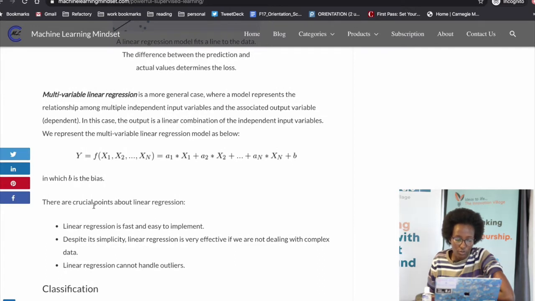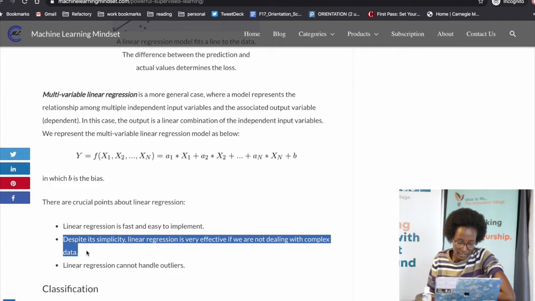So there are crucial points about linear regression. Linear regression is fast and easy to implement. Like we said, it is very basic. You have input independent variables, which are the input features, and then you just do a linear combination of them, and that is what is going to give you your dependent variable, which is the output variable. Just basically drawing a line that best suits your data. So that's why they say linear regression is very fast and easy to implement.